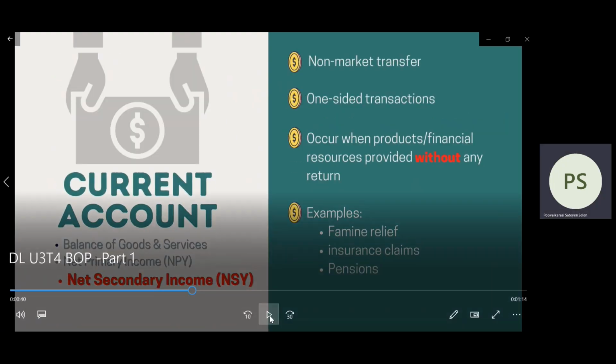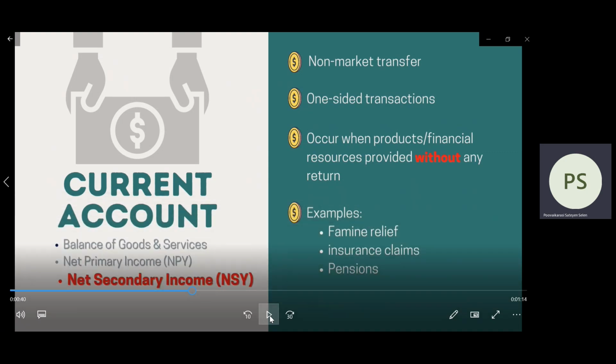Okay, our next component is net secondary income. Okay, this is the smallest component. Okay, it's a non-market transfer, a one-sided transaction. For example, when we provide aid or help from one country to another country, then it will be recorded under net secondary income. So usually it doesn't bring us any return. Okay, it's like a one-sided transaction only.